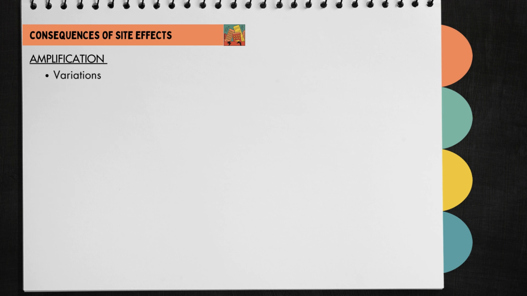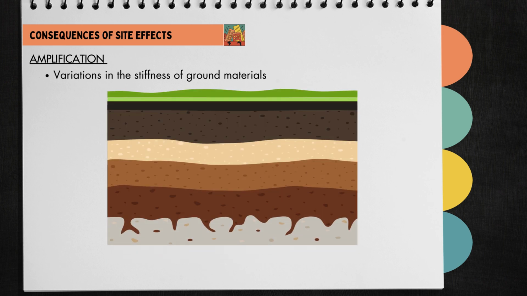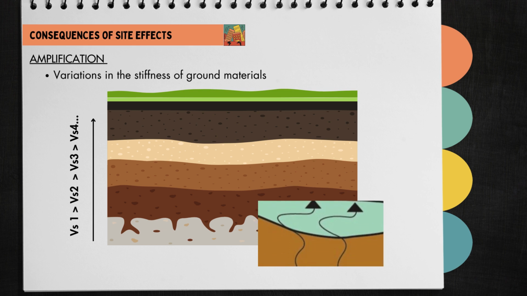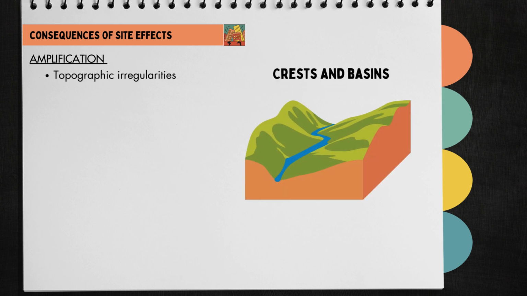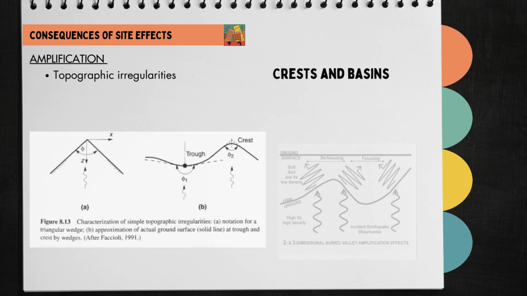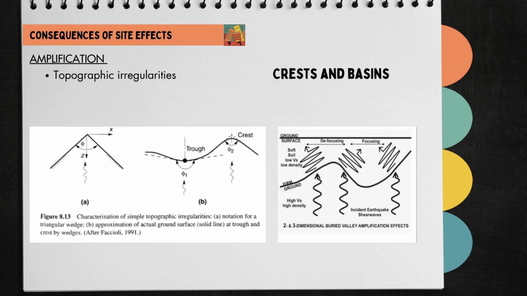Amplification is caused by the variation in the stiffness of ground materials. As seismic waves approach the surface, they encounter softer materials with lower shear wave velocities. For the waves to slow down, their amplitude must increase to maintain energy balance. Additionally, topographic irregularities such as crests or basins cause seismic waves to reflect, refract, and diffract, generating complex interactions that can lead to amplifications.